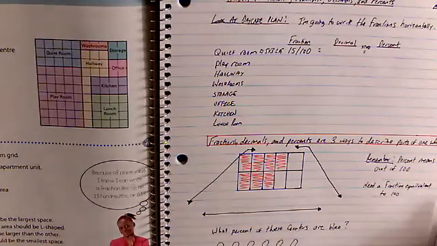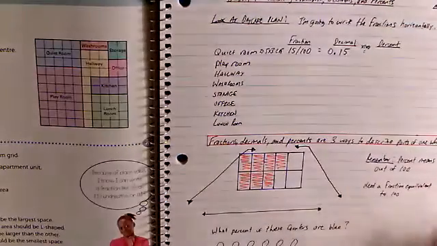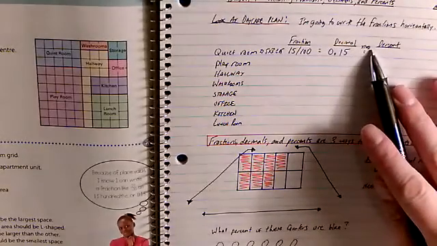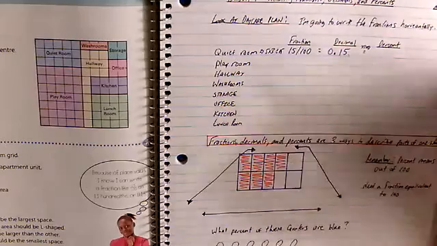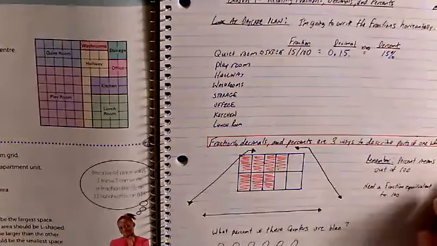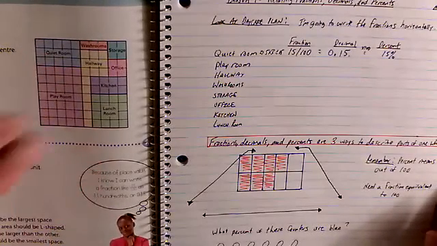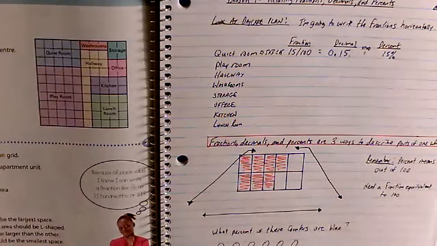If I divide that, what is that as a decimal? That is 0.15. Okay? And if I multiply 0.15 by 100, or if I move 2 decimal places to the right, I am going to get 15%. So what that means is that, let's say this was a building, the quiet room is taking up 15% of the building.